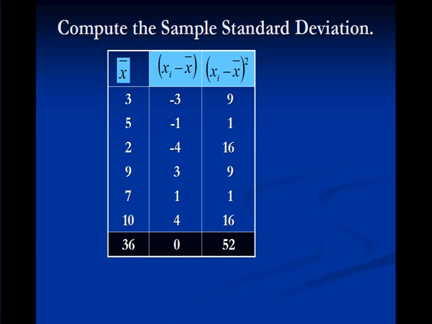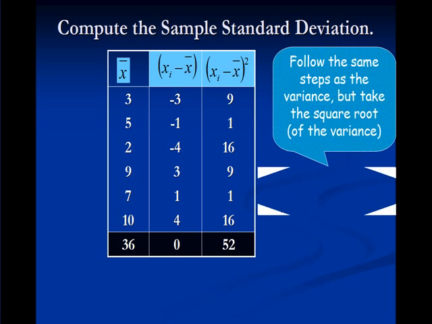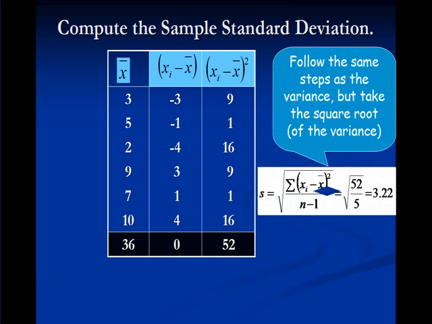Next, we're going to compute the sample standard deviation, which is pretty much the same thing, except now we're going to take the square root of the variance. So the formula is exactly the same, except now instead of s squared we have s, and now we take the square root. That brings things back to the original units in our problem.